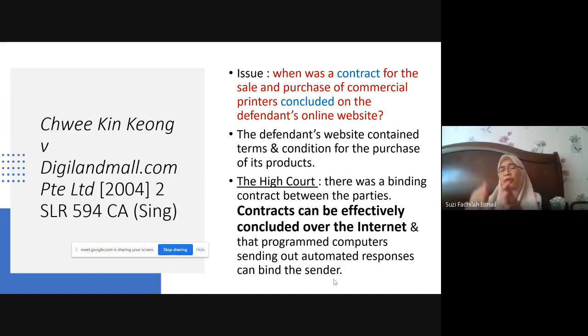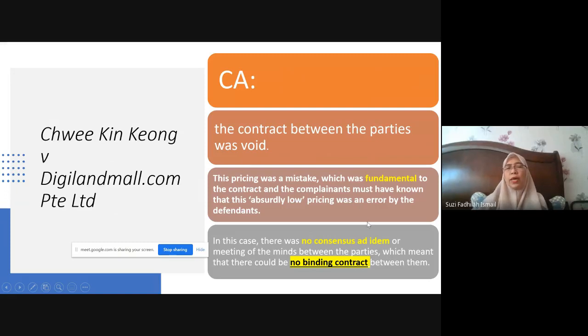But after this, High Court actually went into details. Even though it's possible to have a contract concluded by way of an online website, eventually there's no valid contract. Why? There was a mistake as to the price, and which was fundamental. It goes to the root of the contract. And then the most important part is no consensus ad idem.